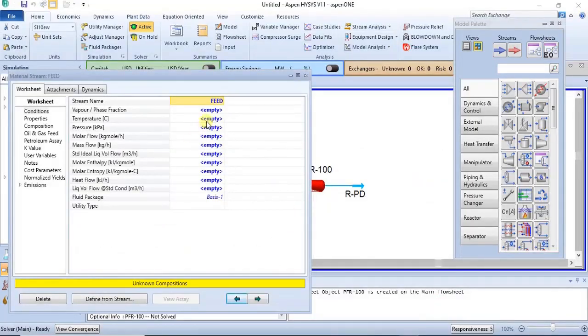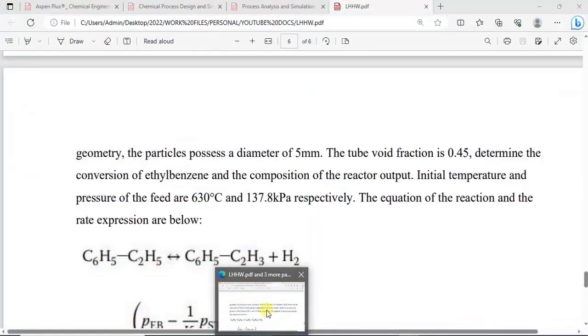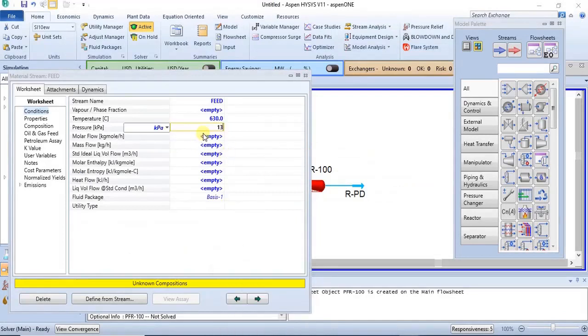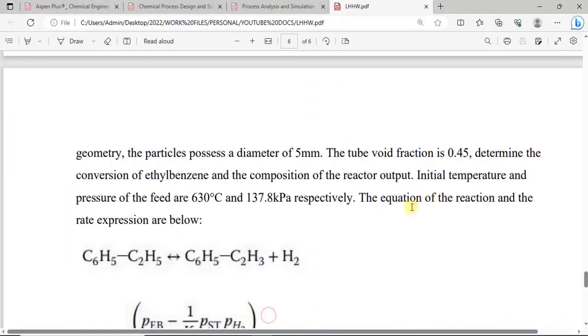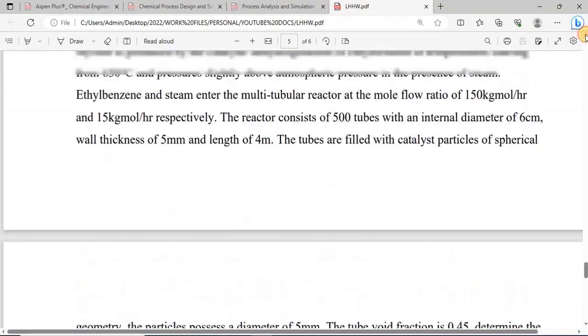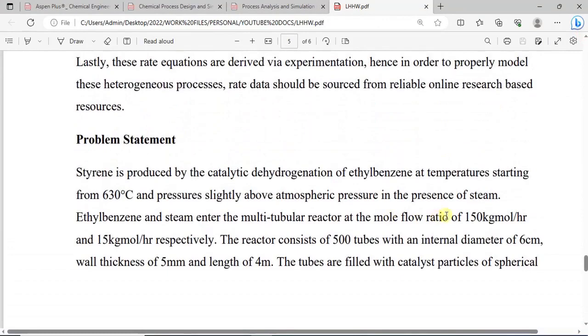We have 630 degrees Celsius, then 137.8 kPa. Then I think we specified the molar flow. We should specify molar flow for this one. Yeah, mole flows. Okay, so let's check the mole flow.